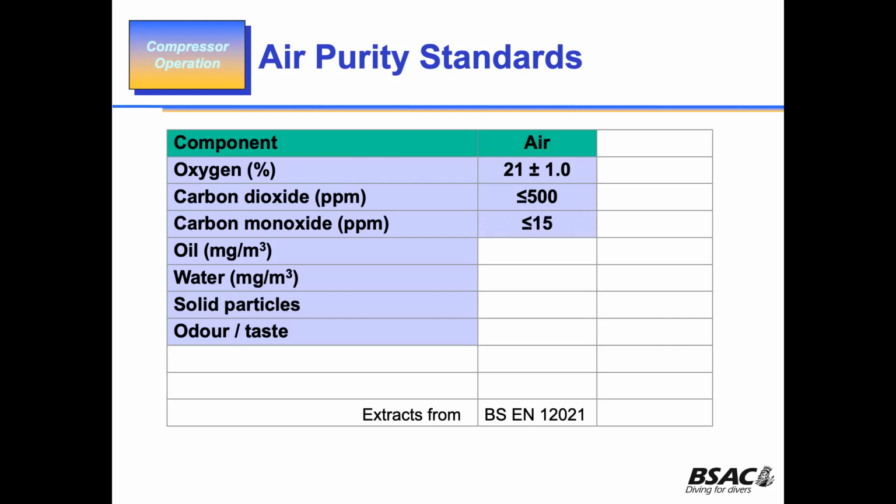Carbon monoxide, less than 15 parts per million. So they'll draw a sample off and test that sample for carbon monoxide, and it has to have less than 15 parts per million in that sample. Oil, below 0.5 milligrams per meter cubed. Water, less than 25 milligrams per meter cubed. Solid particulates, no residue, none allowed.